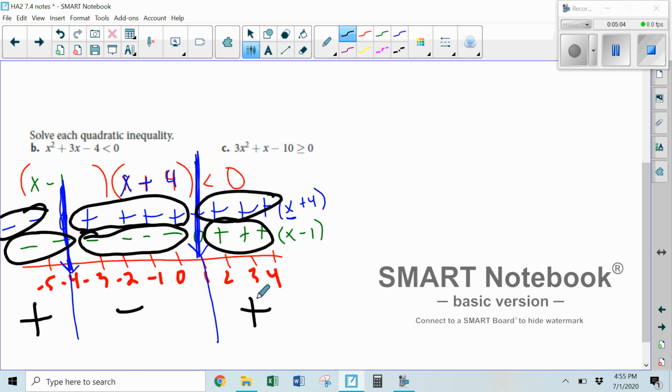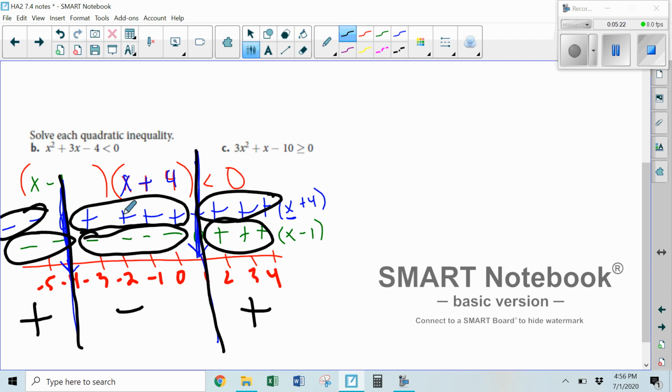Positive. Okay, so our steps are: write the factor, put a 0 plus or minus. Write the other factor, place the 0 plus or minus. Then you're going to take those zeros, and that's where you divide it into your sections. And then you multiply. Negatives times negatives are always going to be positive.